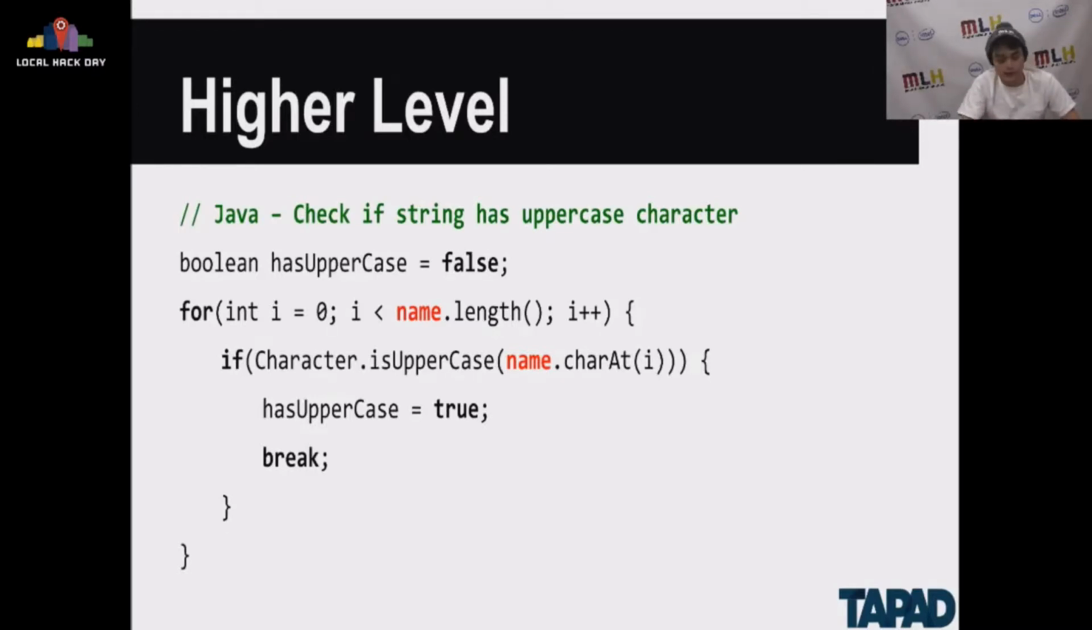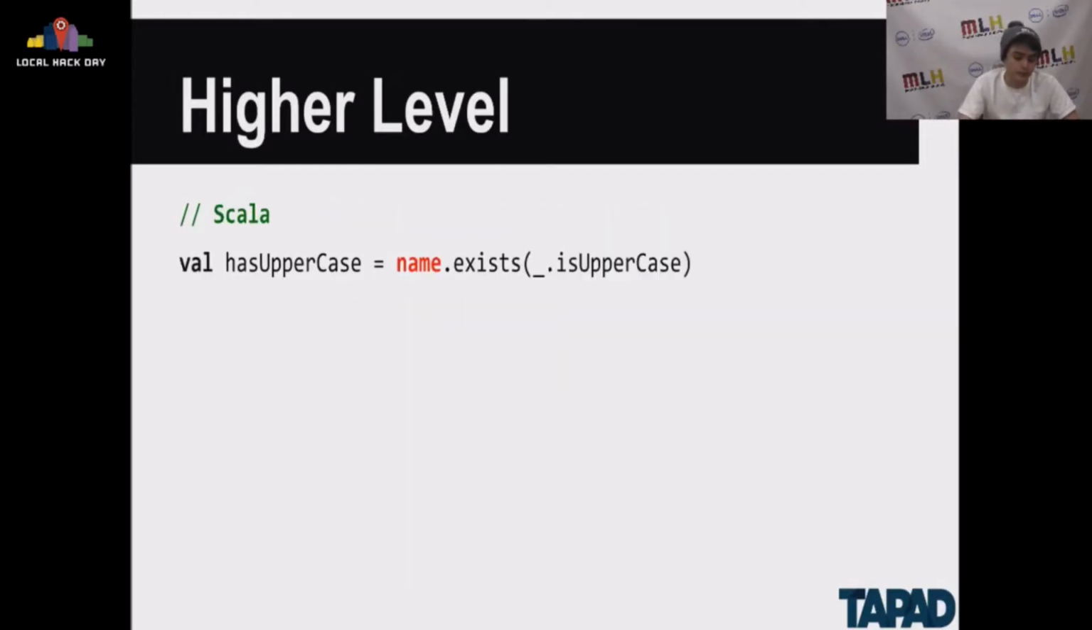So you can write Scala code like this as well, but you can also use higher level functions, which enable you to do this quite a bit more easily. So here's the Scala equivalent of this, which is much shorter, as you can see, and the variable has uppercase is instantiated by just iterating over the name string using the exists function, which iterates over each item in the string class, for example, and checks is uppercase on each character. The same would work for lists or anything that's iterable.